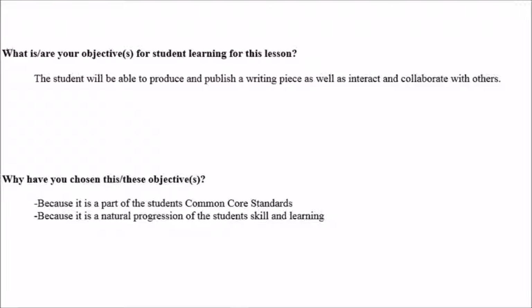My learning objective is the students will be able to produce and publish a writing piece as well as interact and collaborate with others. And I've chosen this objective because it's a part of the student's Common Core Standard and because it's a natural progression of the student's skill and learning. Our goal as teachers should be to build upon learning and have a building block for students' future learning, and this objective does that.